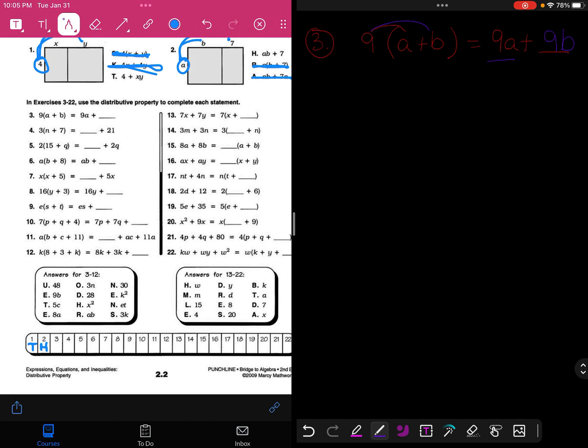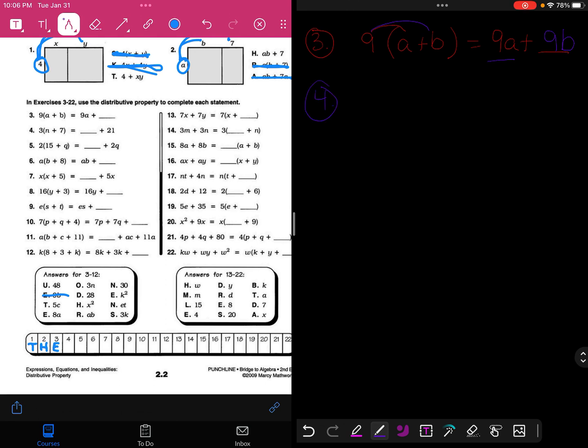So that would be, let's see, letter E. So we're going to put E in box 3.